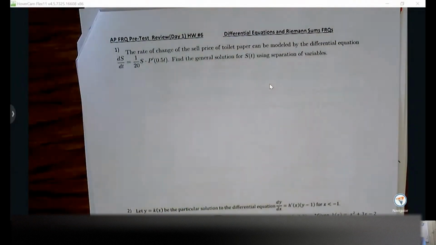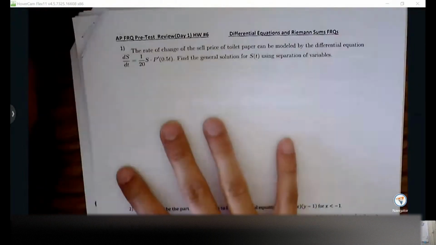All right, let's start with homework number 6. This is more review on differential equations and Riemann sums. All right. So number 1.